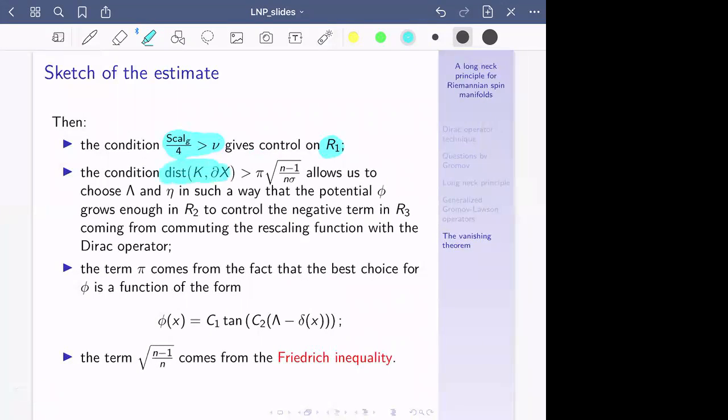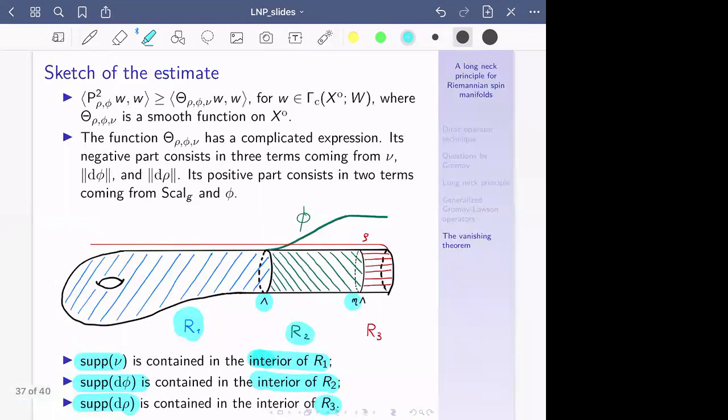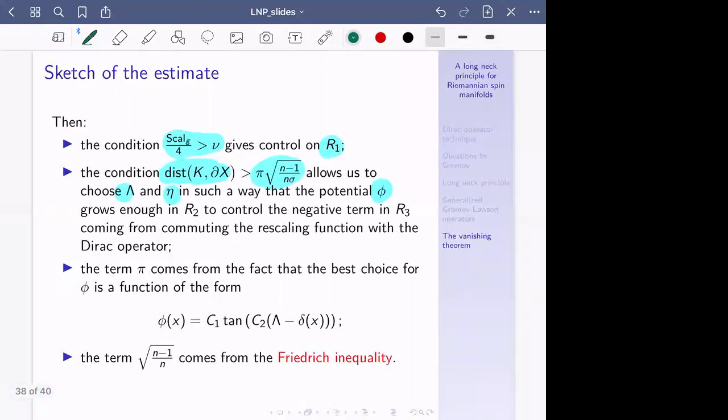And now the condition that the distance between K and the boundary is greater than this specific constant allows us to choose lambda, eta, and a potential phi in such a way that, going back to the picture, the constant achieved by phi in the region R3 is going to control the negative term coming from commuting the rescaling function rho with a Dirac operator. And the reason why you have exactly this constant, as explained before, is that it is sharp.